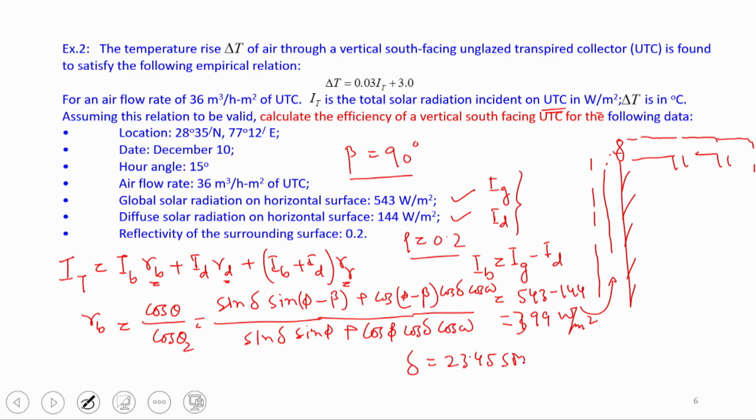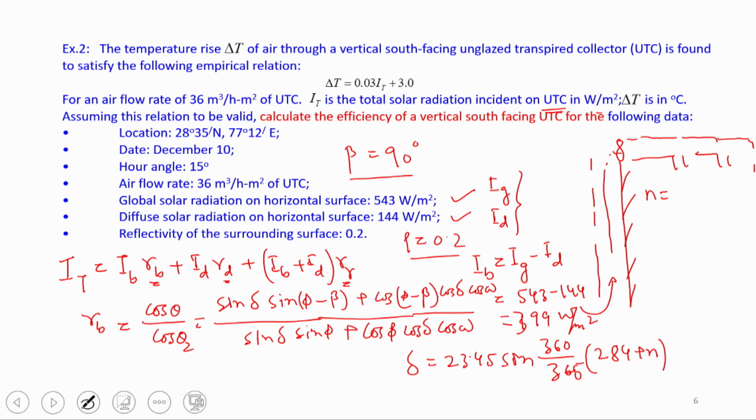23.45 sin of 360 by 365, 284 plus n. So now n is for December 10. So you can find out what is n. So n will be 365 minus 21, also you can do, or you can add also.